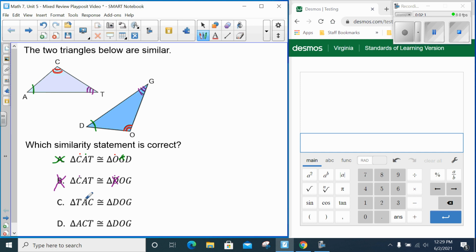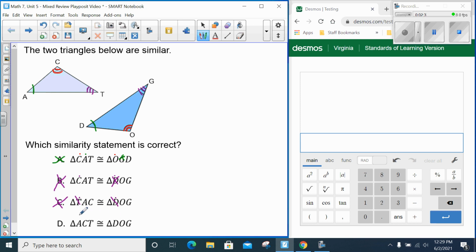Choice C says triangle TAC is similar to triangle DOG. I know that angle T has three tick marks through it, so that should match up with angle G because it also has three tick marks to it. But this statement has angle T and angle D matched up. Well, D has one tick mark and T has three, so these are not a match.